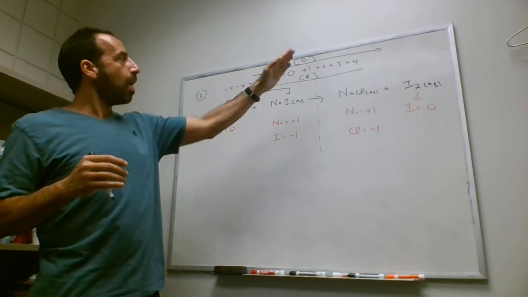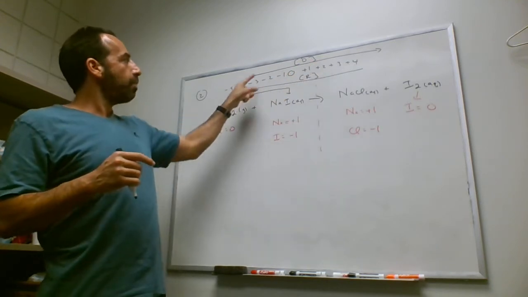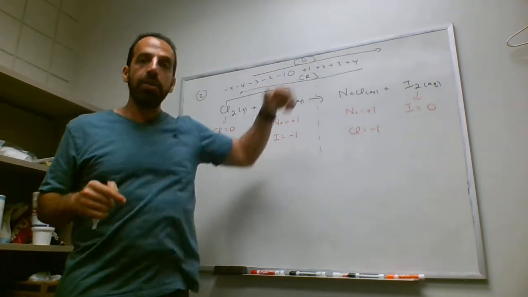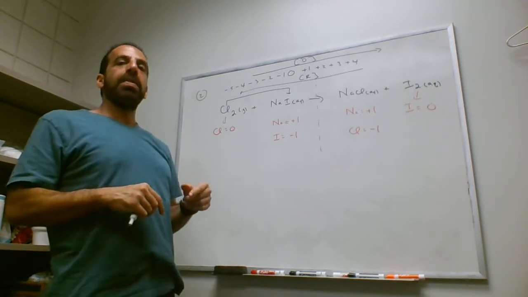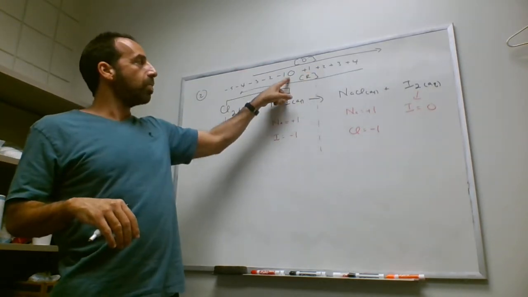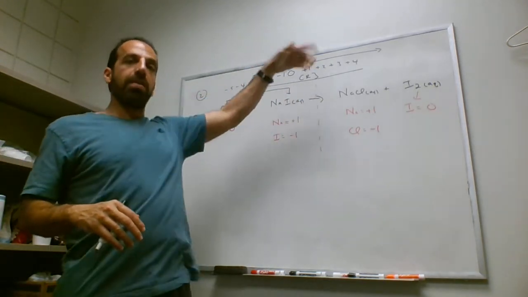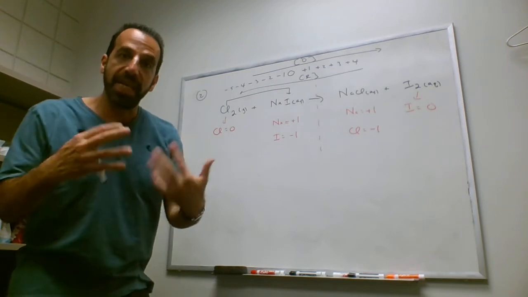If I go from left to right, so if I go from 0 to positive 1, 0 to positive 2, negative 4 to negative 1, if I go in this direction, it's oxidation. It means I've lost electrons. If I do the opposite, so if I go from like positive 2 to 0, it's reduction. It means I've gained electrons, etc. This direction, oxidation. This other direction, the opposite, is reduction.